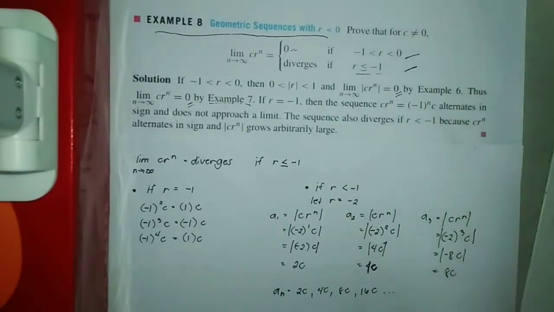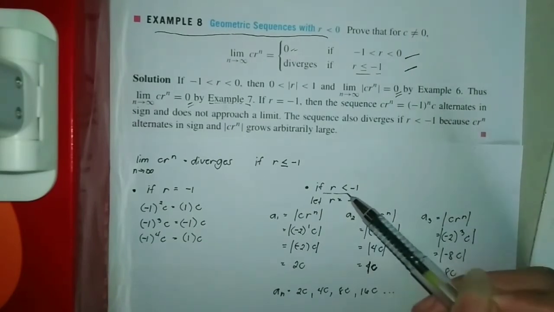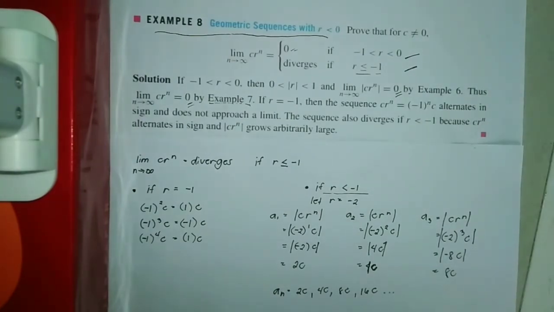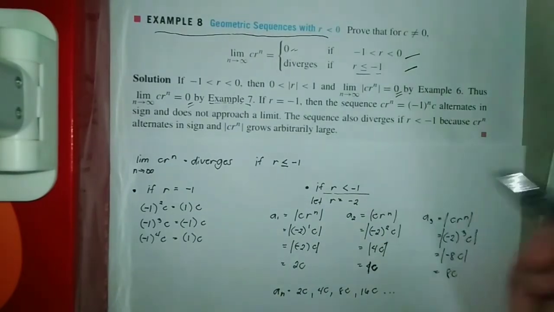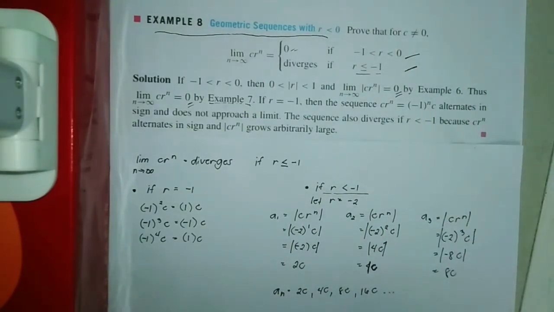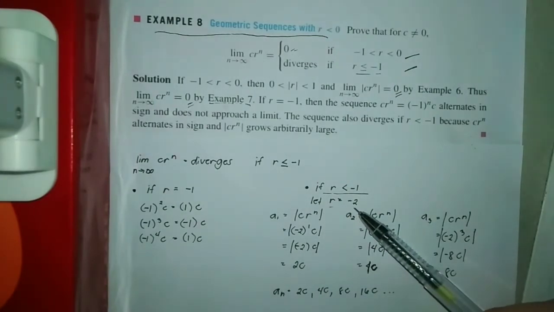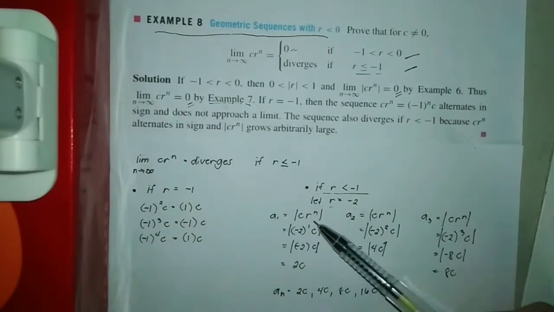Also, the sequence diverges if r is less than -1, which are -2, -3, -4, and so on. It will just alternate in sign because of the negative, and the absolute value of c r raised to n will grow arbitrarily large. For example, we set -2 as the value of r.